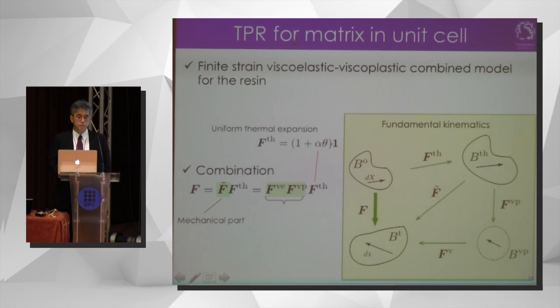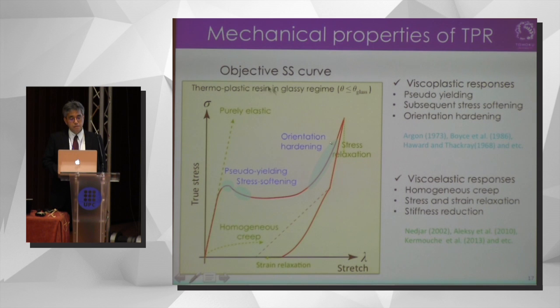Suppose we are using a special type of thermoplastic resin for the matrix material in the cell. We also suppose that, according to the numerical experimental result, we may have to employ a finite strain viscoelastic viscoplastic type combined model for the resin material, which can be characterized by this multiplicative decomposition of the deformation gradient. This graph shows the objective stress strain curve of this thermoplastic resin in the glassy regime, which involves viscoplastic and viscoelastic responses. That is, we have here pseudo yielding, then subsequent stress softening, which is followed by orientation hardening like this. We also have to represent viscoelastic responses involving a homogeneous creep and also stress relaxation like this, and stiffness reduction.